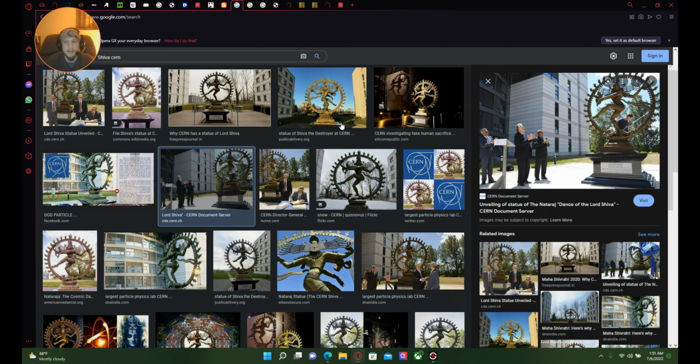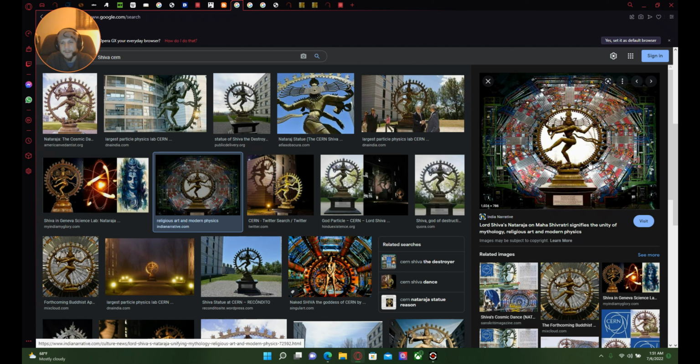Anyways, look who we find at CERN. Shiva, look at that. With the little ring around him. Isn't that crazy? Look at that. Oh, that's a cool picture. Quite interesting.